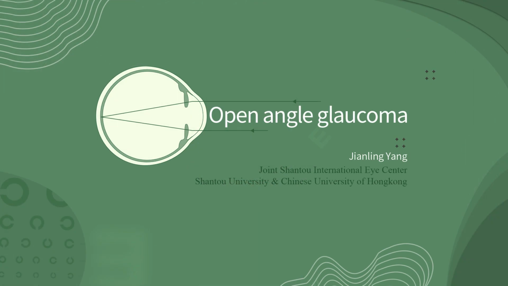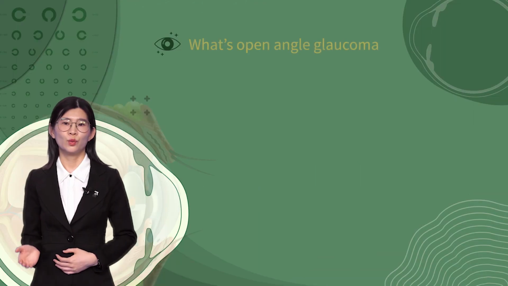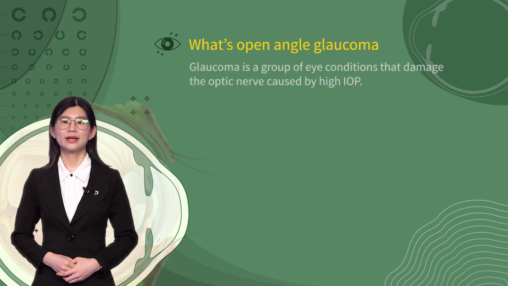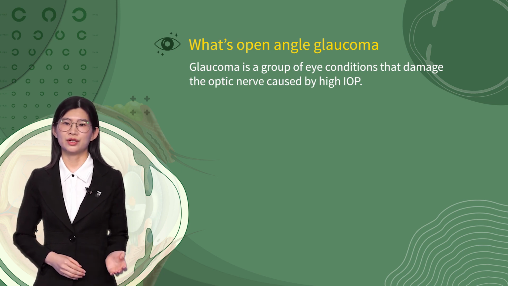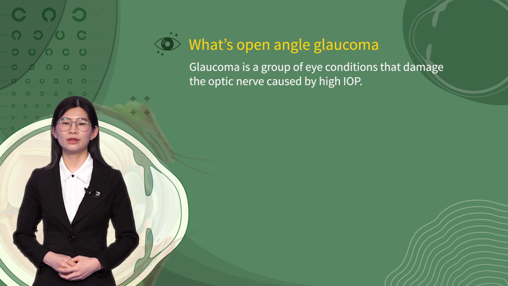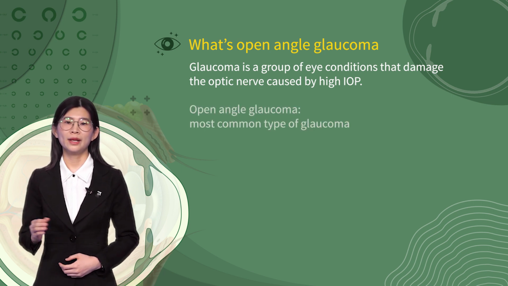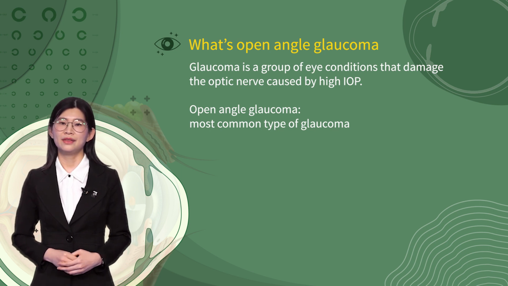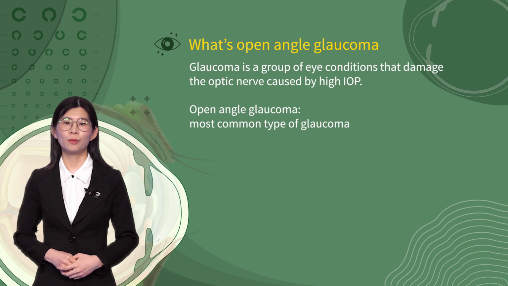Today our topic is open-angle glaucoma. First, we need to know the concept of open-angle glaucoma. Glaucoma is a group of eye conditions that damage the optic nerve. This damage is often caused by an abnormally high IOP, intraocular pressure. Open-angle glaucoma usually develops in people over 50 and is the most common type of glaucoma around the world.